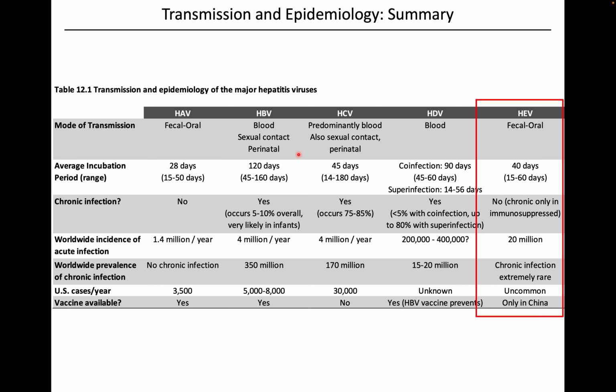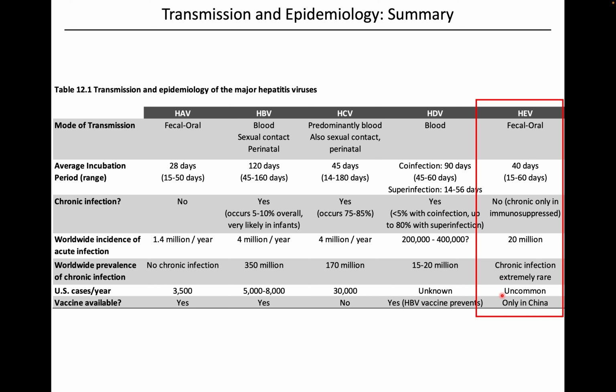So then that leaves us with hepatitis E, and here in terms of modes of transmission, we're back to the fecal-oral route. We've got a little over a month in terms of the average incubation period. You're not going to get chronic hepatitis E infections unless you're immunosuppressed. We've got about 20 million acute infections worldwide. As we said, very rare that you're going to see a chronic infection.